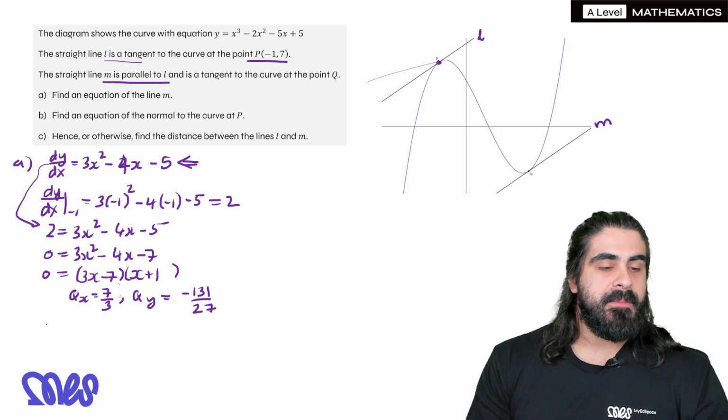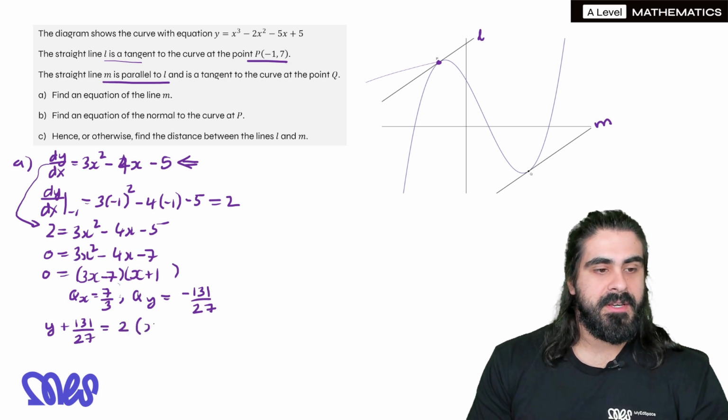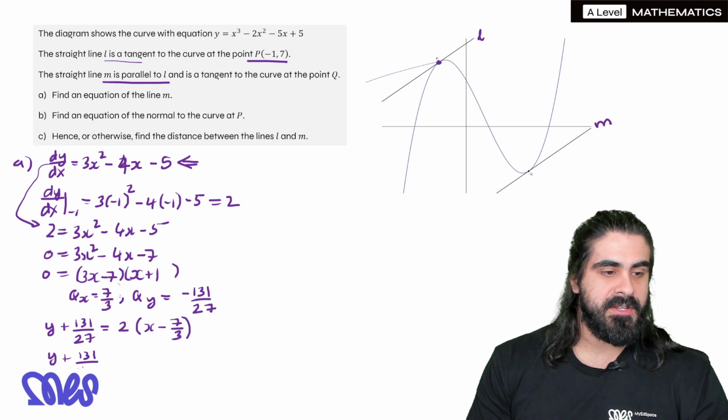So doing y minus y1, y plus 131 over 27 is the gradient of 2 times x minus 7 over 3. Now for this, I'm just going to rearrange for y. I'm not going to get rid of denominators here. I'm just going to utilize the calculator. So we get 2x minus 14 over 3. And then we subtract this over.